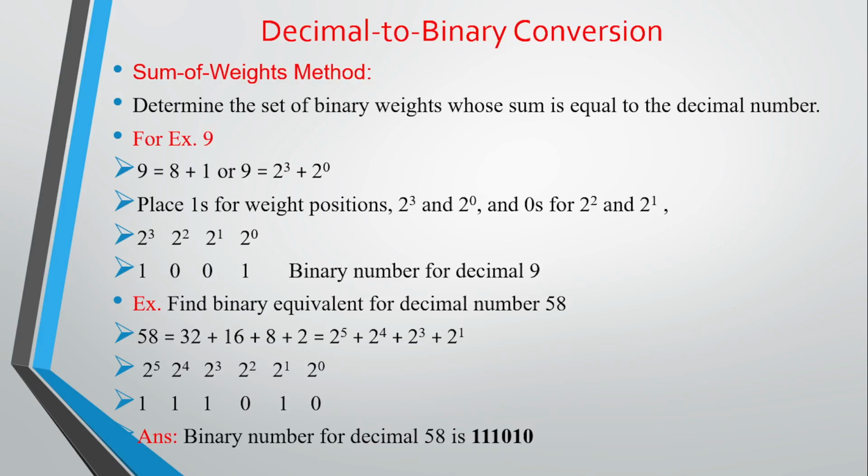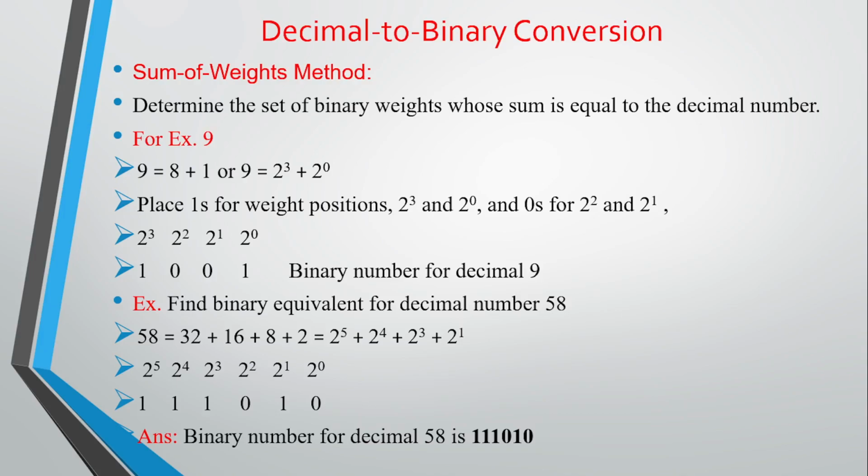In this way, 1001 is the equivalent binary number for decimal 9. Let us have another example for better understanding. Let us take a two-digit decimal number, 58, and find its binary equivalent. Now again put 58 as a sum of binary weights from the table. We will find that 58 can be written as 32 plus 16 plus 8 plus 2.